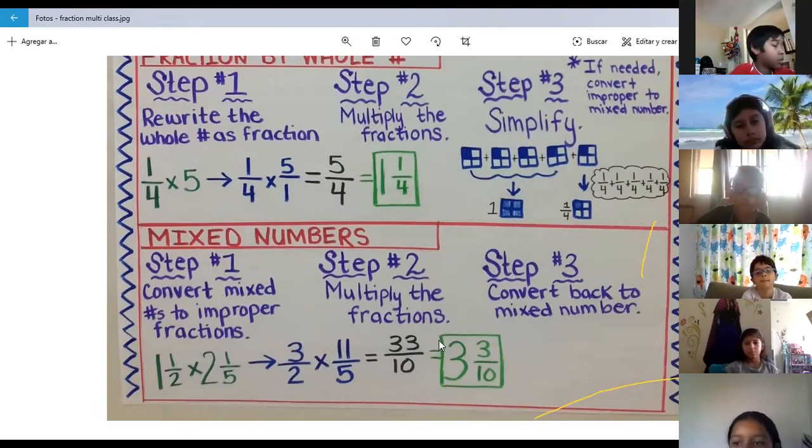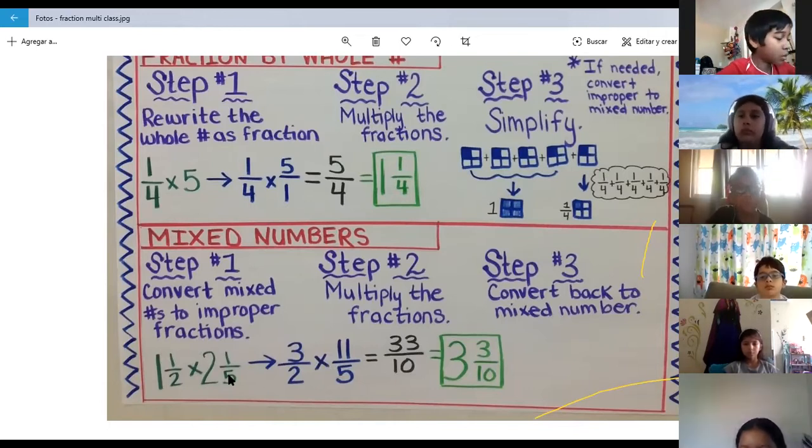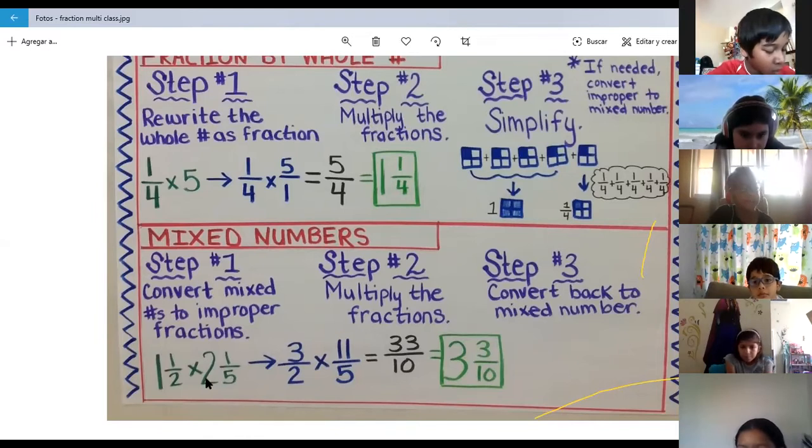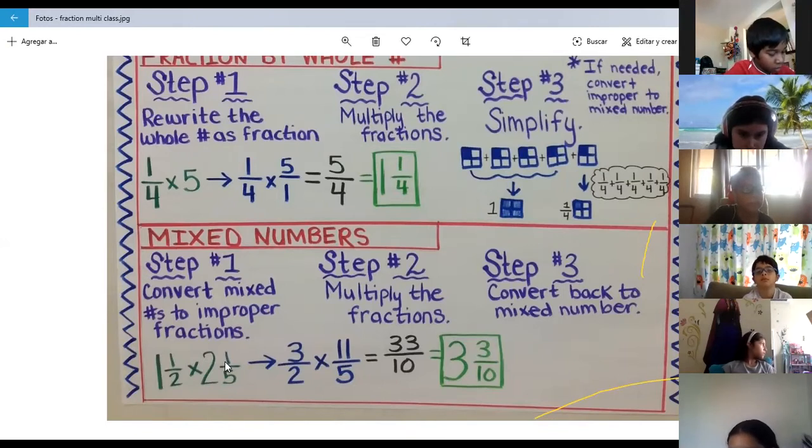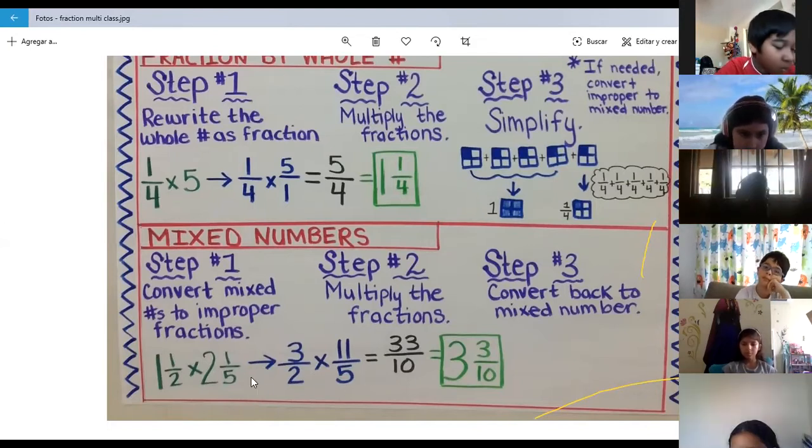¿Cómo lo convertimos? Tenemos 2 1/5. Multiplicamos 5 por 2 y esa respuesta la sumamos con el 1. 2 por 5 es 10. Plus 1, 11. Ponemos el 11 over the number 5. ¿Por qué over the number 5? Porque es el mismo denominador que tenemos acá en our mixed number.